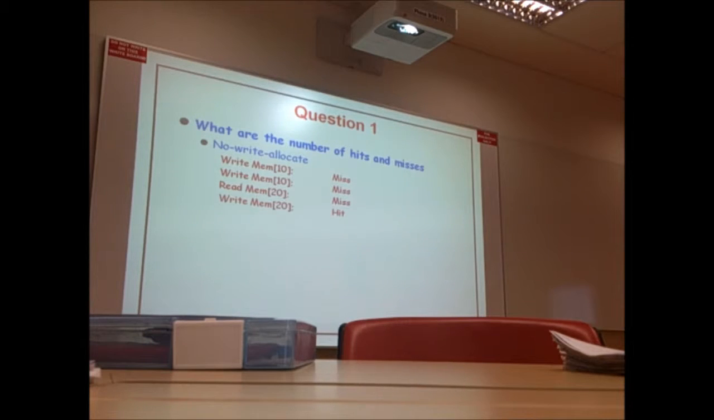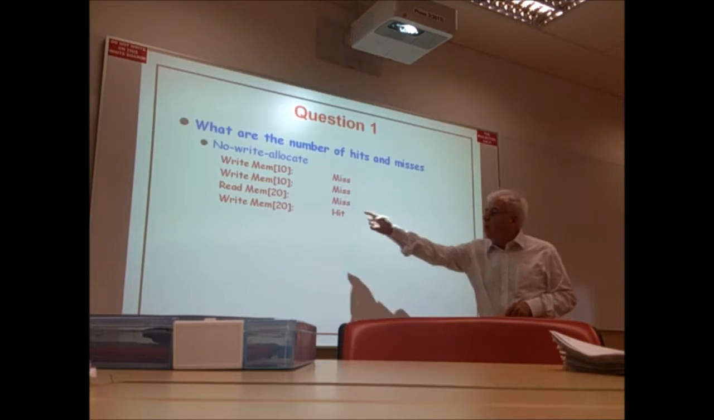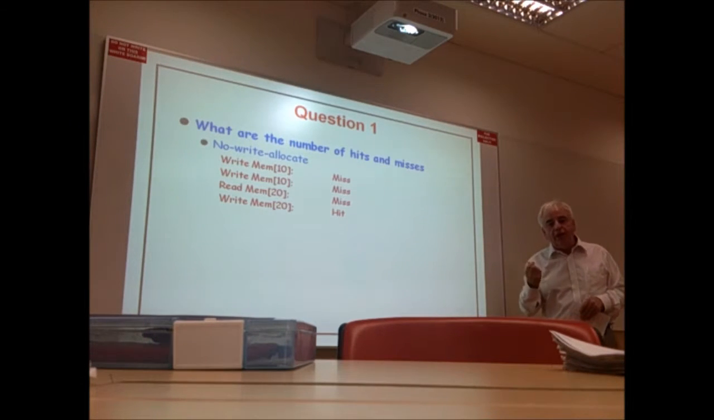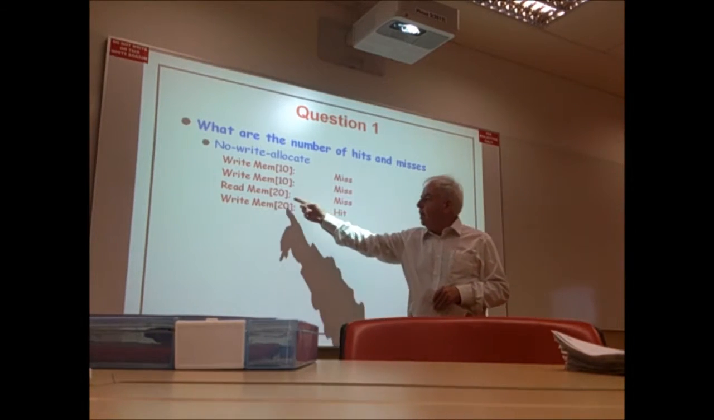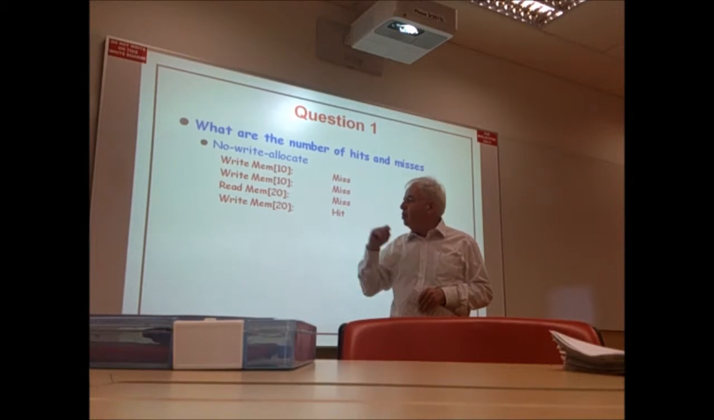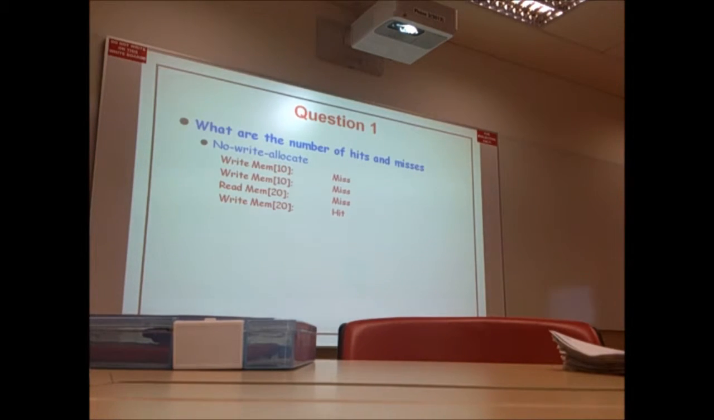Hit. This is going to be a hit, because here we're reading a location. So when we read the location, even though we have a no write allocate policy, when we're reading the location, we will allocate a cache line for that memory. Okay, so this read of 20 will allocate a cache line, and then when we write to 20, we have it already in the cache, so that will be a hit. And then the last write to 10, hit or a miss? That will still be a miss, because we've only ever written to location 10, so we've never allocated a cache line for it.